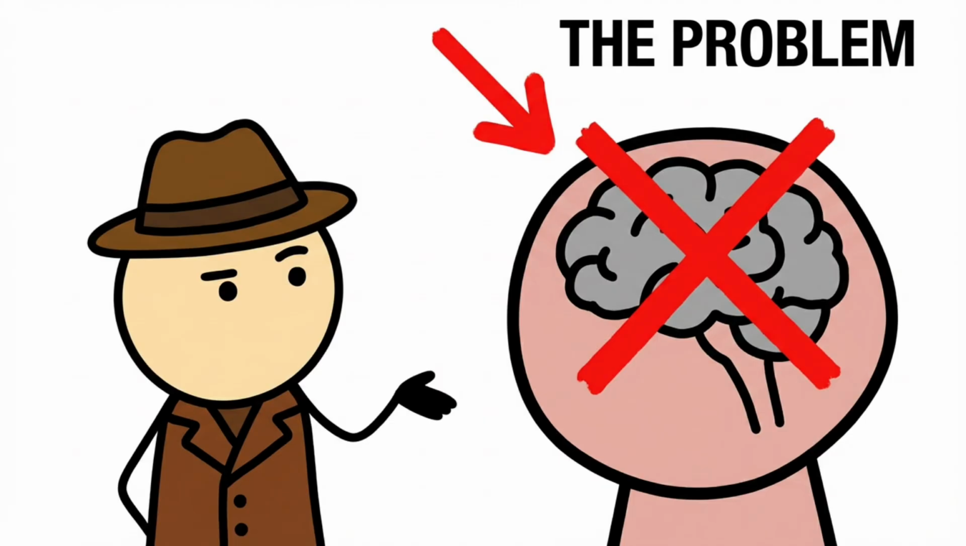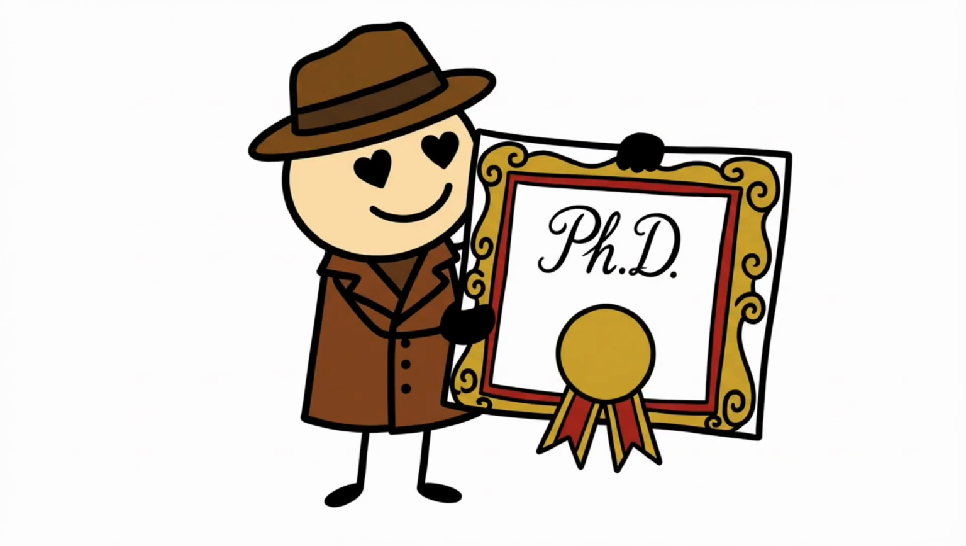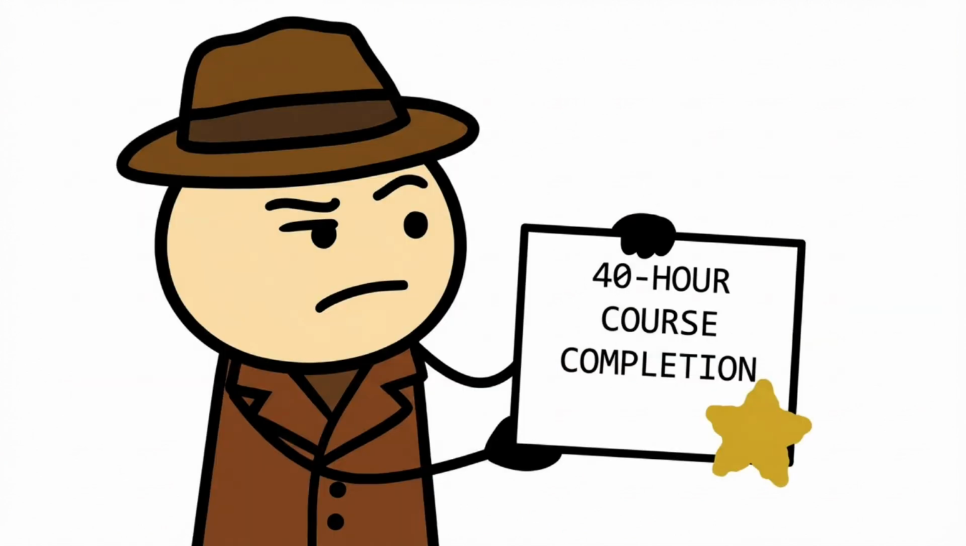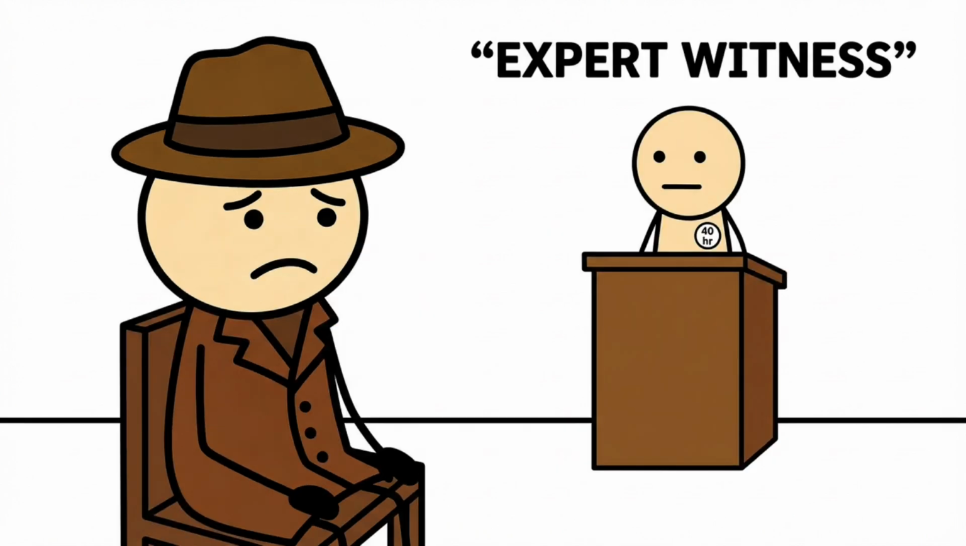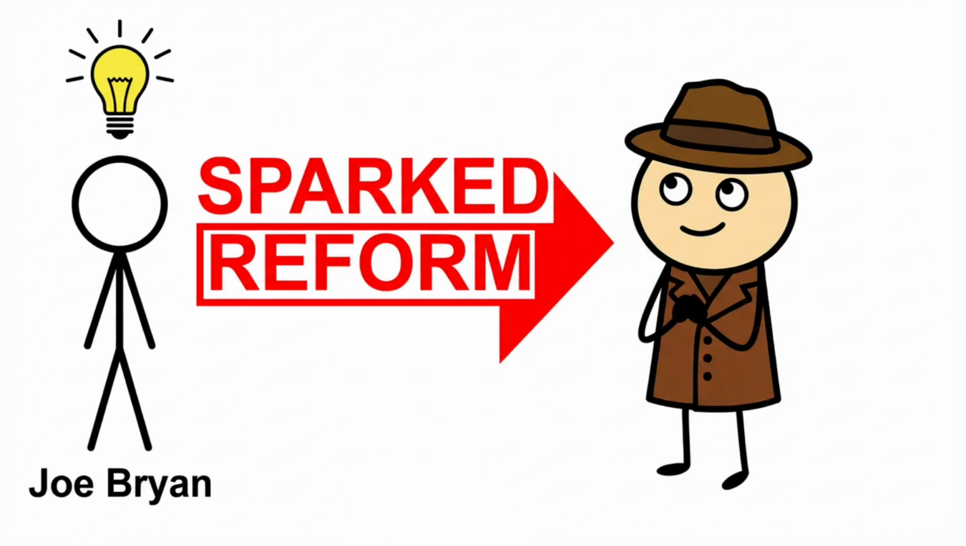Blood does obey physics. The problem is human interpretation and lack of standards. Some analysts have PhDs and decades of experience. Others, like Thorman, take a 40-hour course, and suddenly they're expert witnesses in murder trials. The good news? The Joe Bryan case sparked real reform.